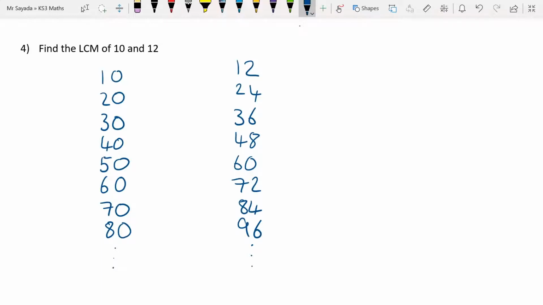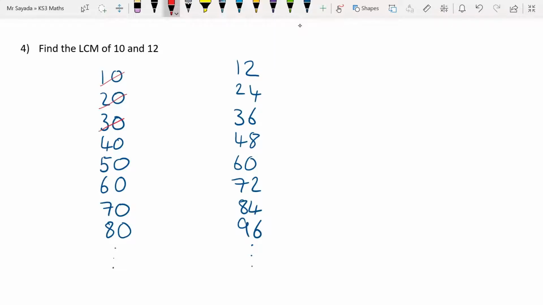So I'm going to start with one of the numbers, and I'm going to go through the multiples of that number until I find a number that's also a multiple of the other one. So I'm going to do the 10 times tables. So 10. Is 10 in the 12 times tables? No, it's not. Is 20 in the 12 times tables? No, it's not. Is 30 in the 12 times tables? No, it's not. Is 40 in the 12 times tables?